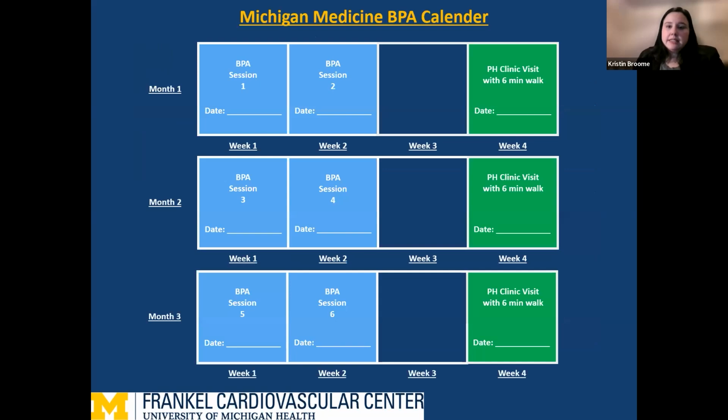So this is an example of what our BPA calendar that we customize for our patients will look like. Typically we do 4 to 8 sessions, but this example shows 6 sessions for a patient. And we lay it out in a pattern of 1 session per week, 2 weeks back to back, with 1 week off, and then following that with a pulmonary hypertension clinic visit and a 6-minute walk to assess their improvement in between each session.